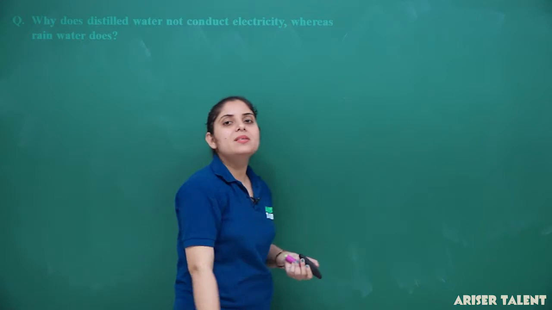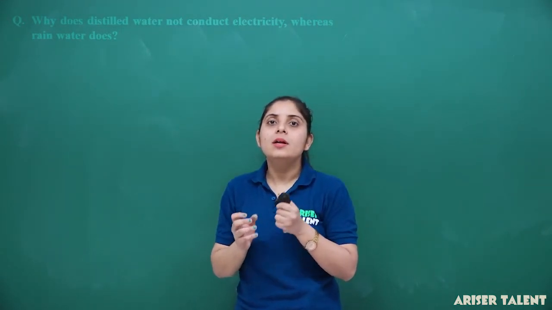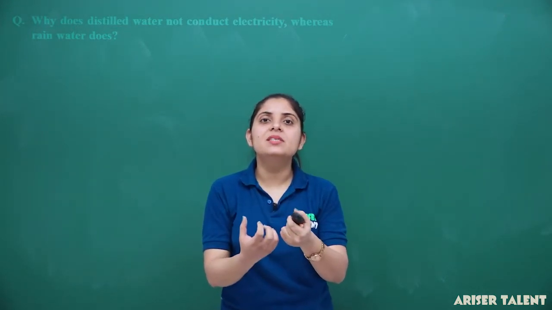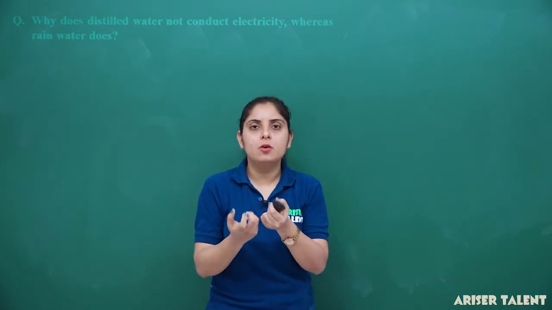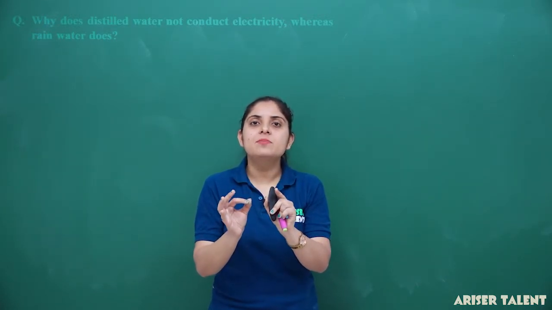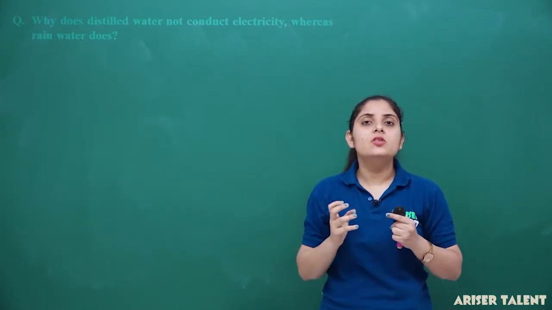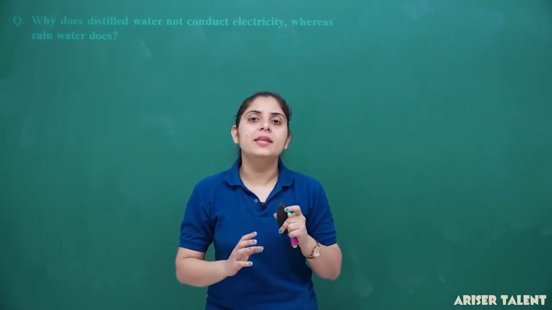Now what actually happens in this case? Distilled water is a pure form of water having none of the ions to conduct electricity, but rainwater contains a mixture of salts. So if any salt is present, it will start conduction. So distilled water does not conduct electricity because it is the purest form of water without any ions.